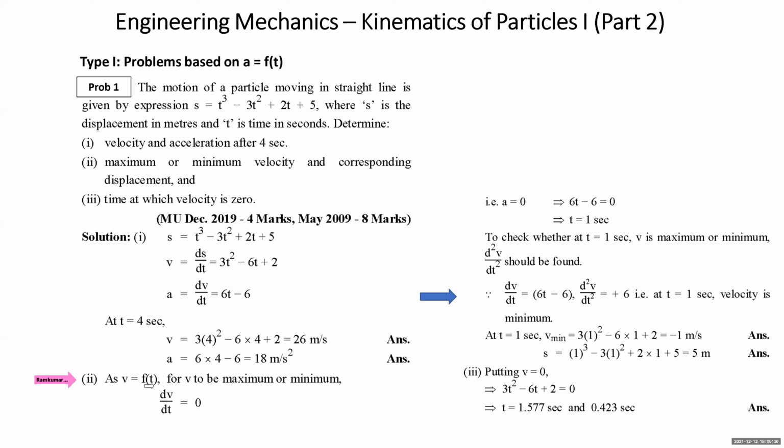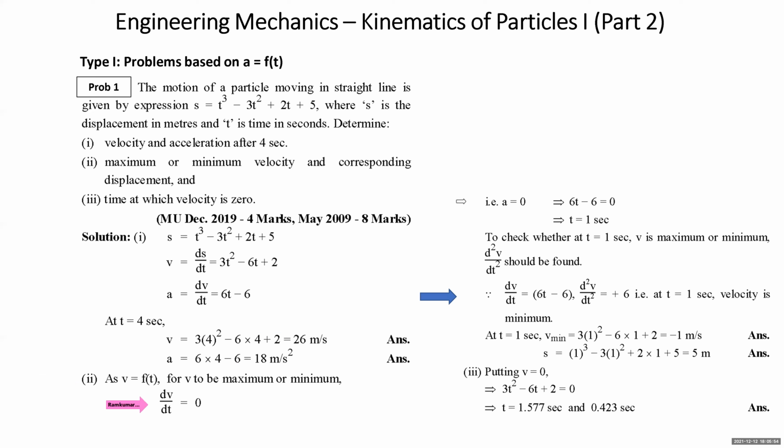Now we come to the second part. In the second part, he's asking for maximum or minimum velocity. As velocity is a function of time, for v to be maximum or minimum, the first derivative is equated to 0. This is a mathematical part. We all know that if y is a function of x, for y to be maximum or minimum, the first derivative is equated to 0.